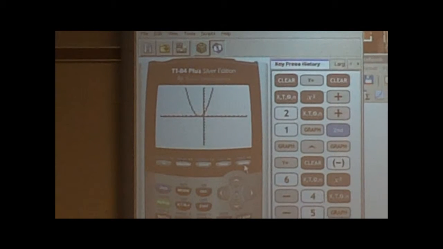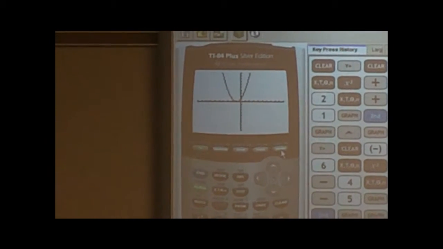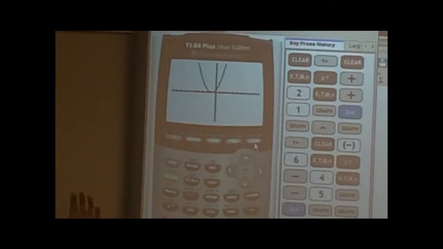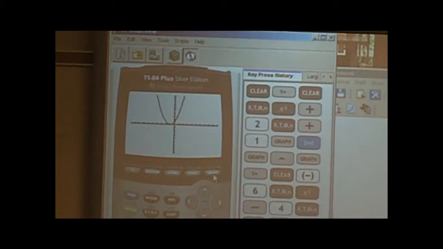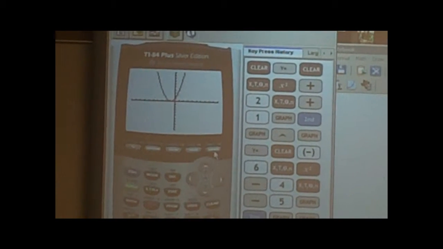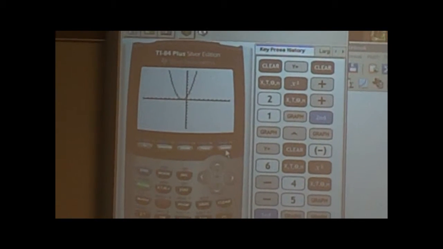Now, for the vertex, I'm going to show you another way to find it, because the vertex is a fraction, and when you trace on your calculator, it never gives you the exact value. It always gives you a rounded value. So I'm going to show you exactly how to find the vertex on your calculator. But first, let's go over the information that we can find on our calculator right now.